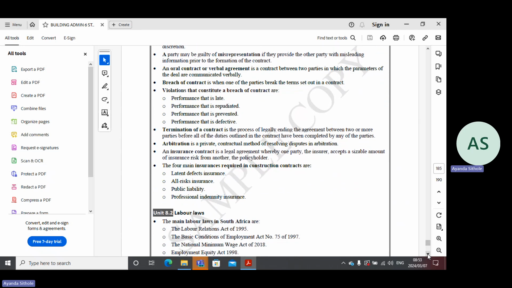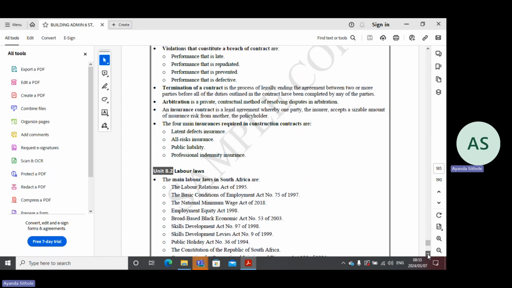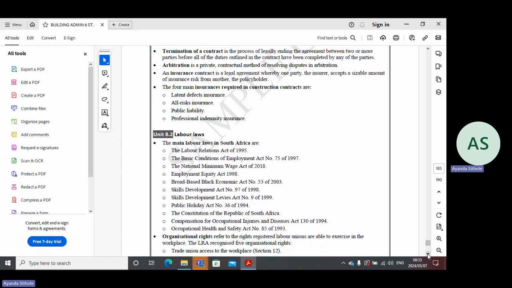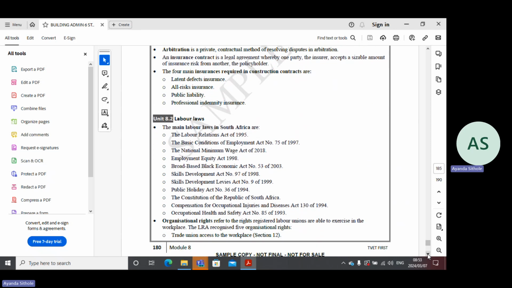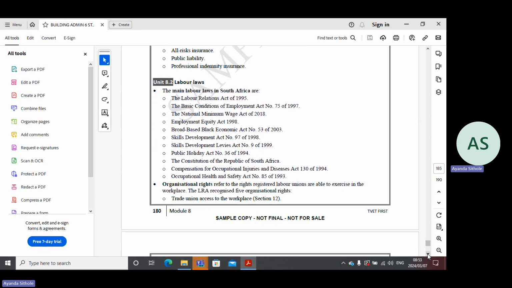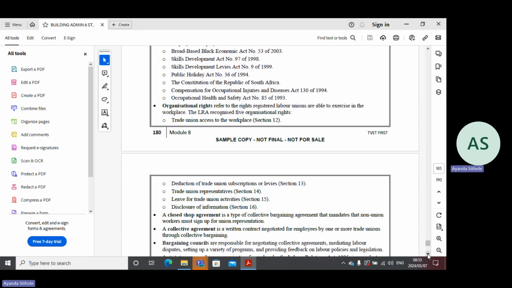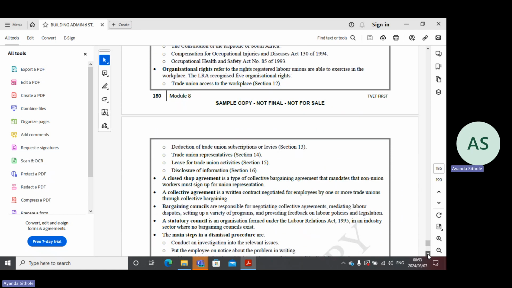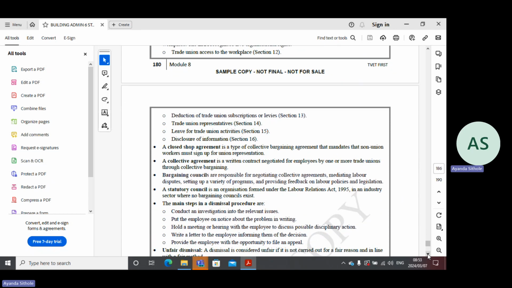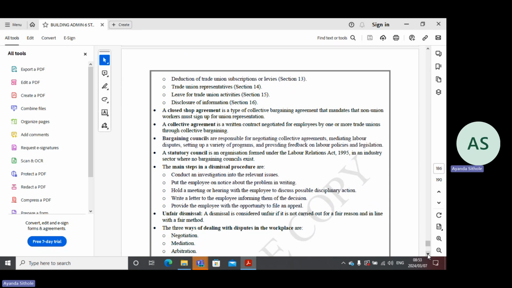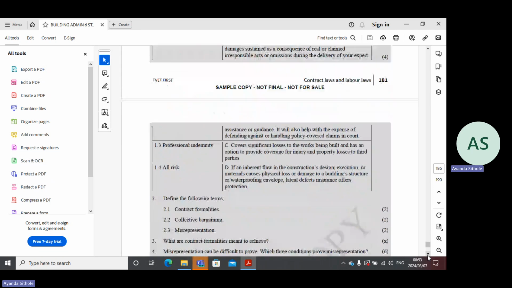So tomorrow I will try to download past papers so that I can share them with you guys. Oh, by the way, there are past papers on Moodle, so you can use this textbook and the past papers on Moodle and study for your test 2 and also for your final exam.